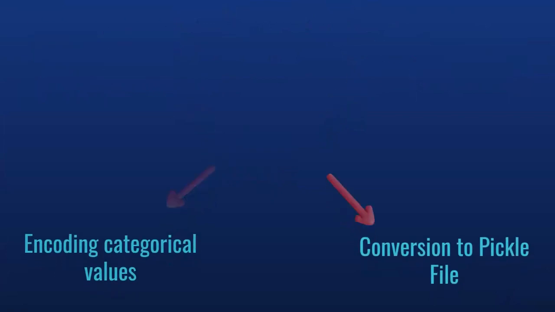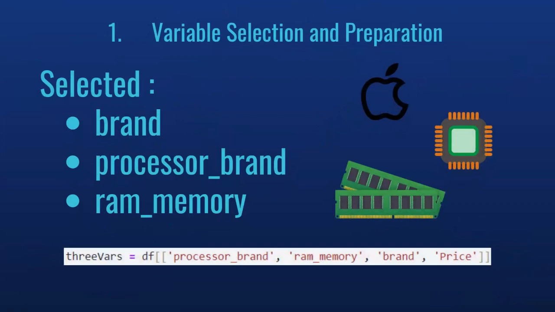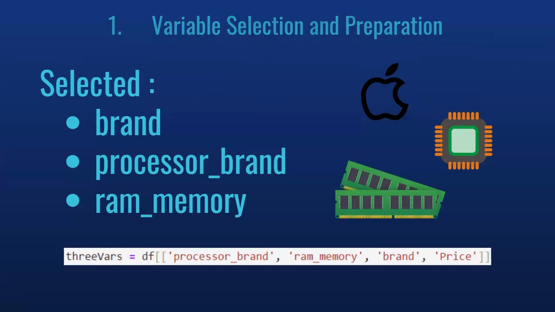The first step is variable selection and preparation. We are finding out which factor affects the laptop price the most and decided to go with these 3: brand, processor brand, and RAM memory, due to their significant influence on the price and performance of electronic devices. We extracted 3 columns into 3 bars.